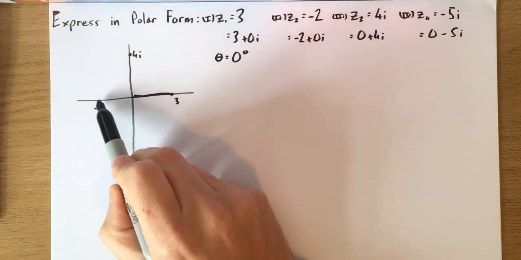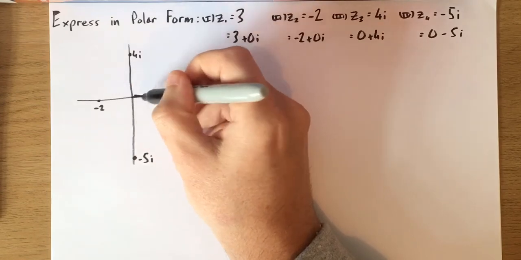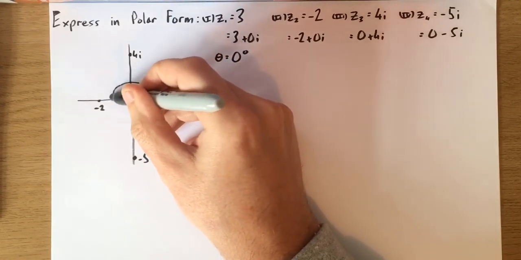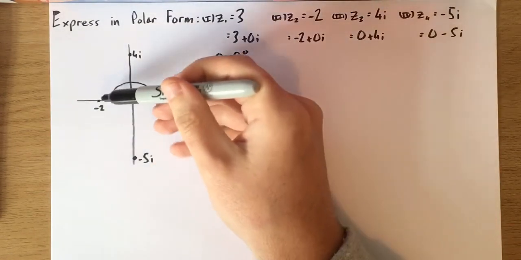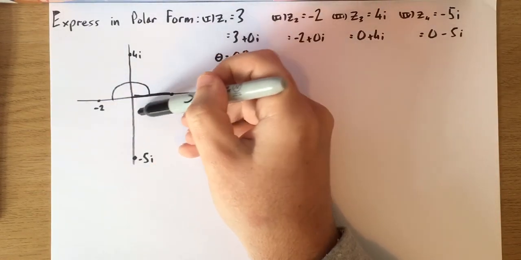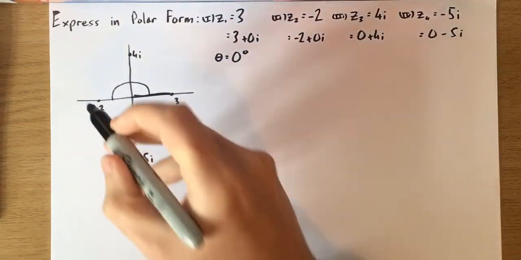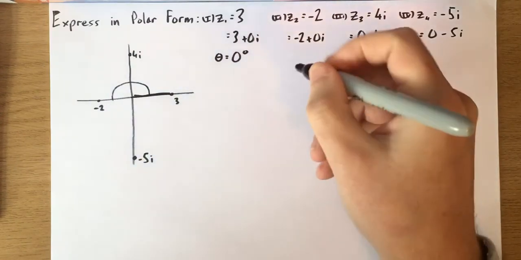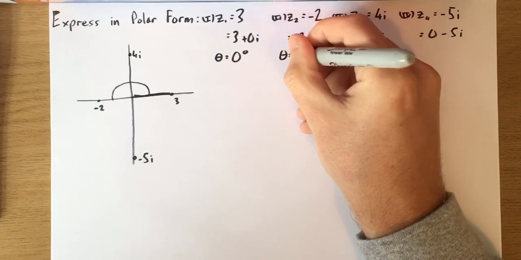For -2 over here, this one might be a little bit confusing at first. You're not sure whether to measure from here or here. We measure this one from here. It is positive 180 degrees. Okay, this is like the last positive one. Once you go below here, we're going to measure from this way, and it'll be a negative angle. So for a negative real number like -2, our argument is going to be 180 degrees.